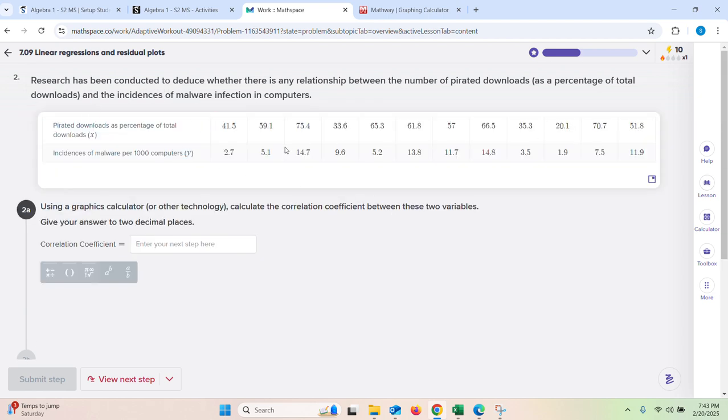Now then, so we've got this data, okay? And nine times out of 10 they're going to tell you. But I think I was looking at a problem where they didn't tell you which one was the X and which one was the Y.